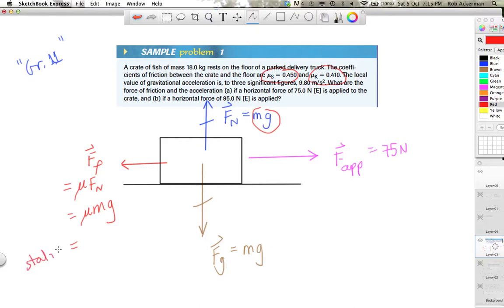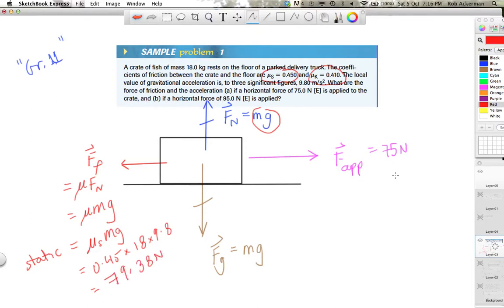If we go with static, just to begin, we'll have mu_s times mg. That's going to be 0.45 times the mass, which is 18 kilograms, times 9.8, which is the local value of g. I'm just going to plug this into my calculator now. And what do we find? 0.45 times 18 times 9.8. I get 79.38 newtons.